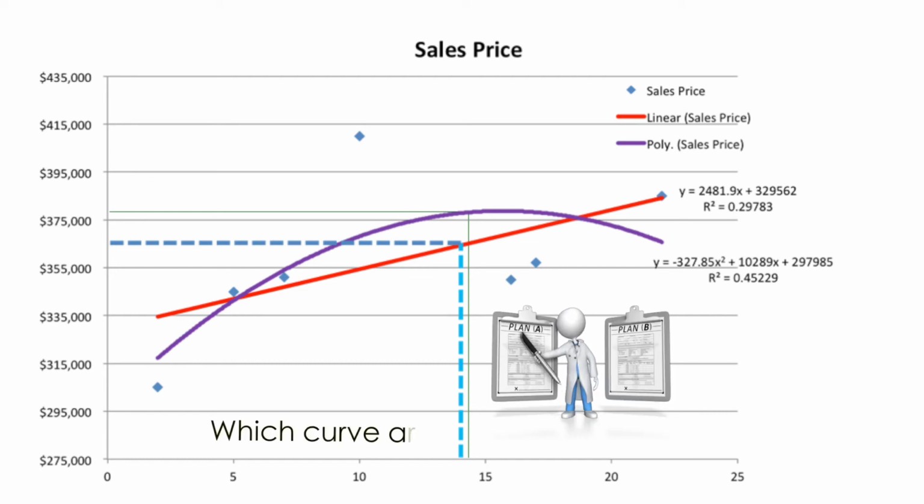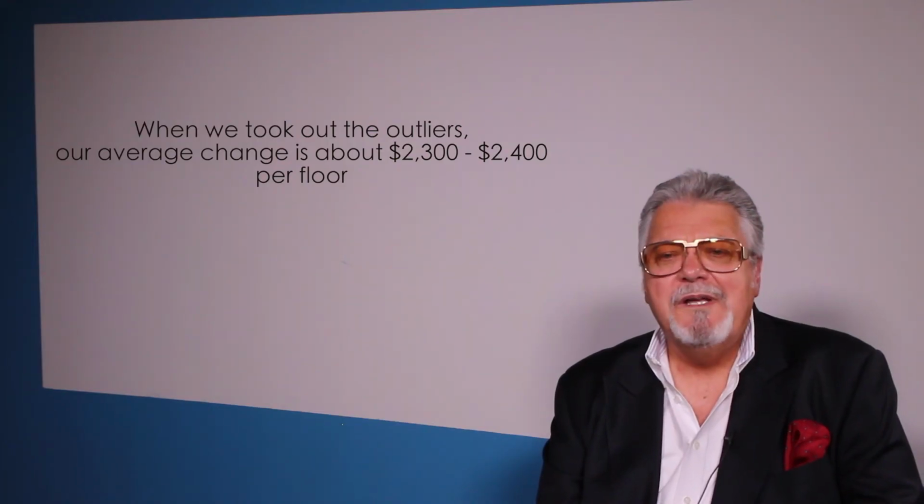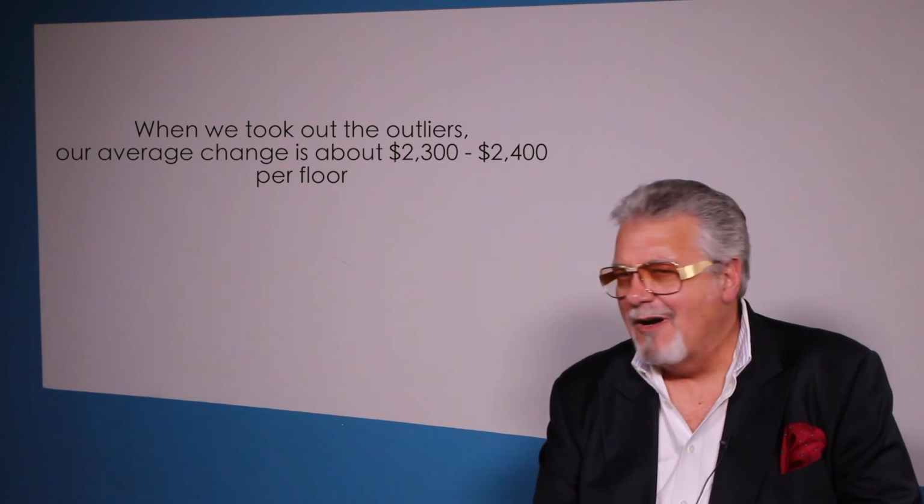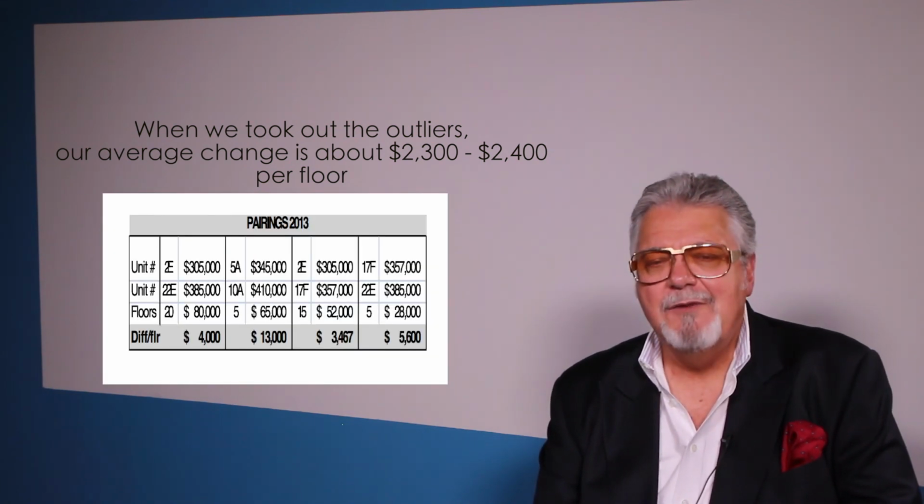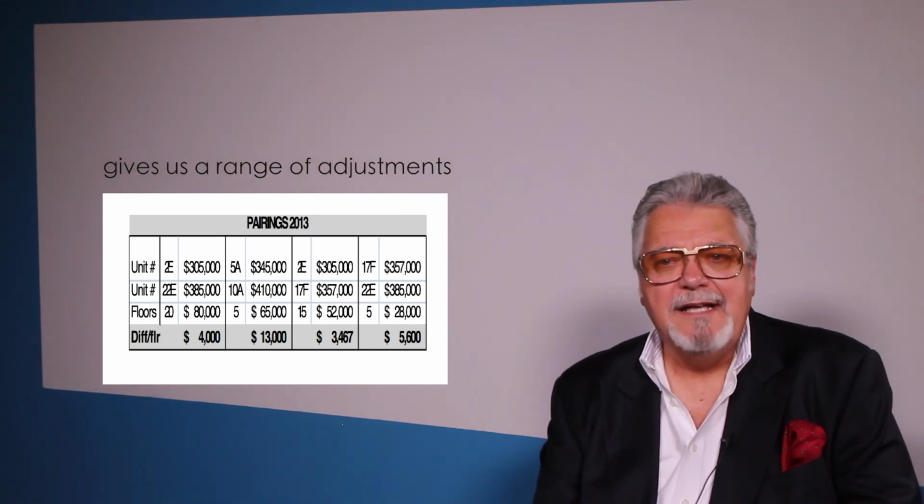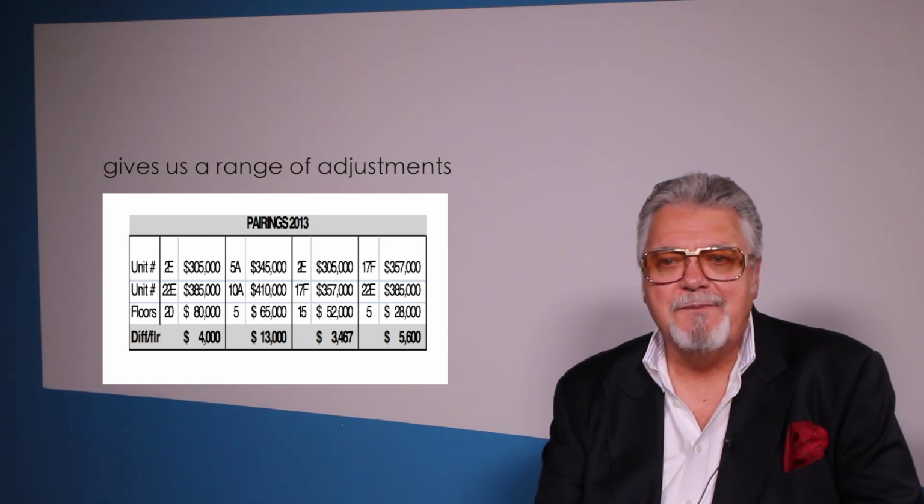Now, which of those curves will you use, the red one or the purple one? That's your choice. What that means to you as a boots on the ground appraiser is what you choose it to mean. When we took out the D units, we started looking at changes of about $2,300, $2,400 per floor, which, while a little bit less than what we got from the pairings, merely gives us a range of adjustments. It doesn't say the pairings are wrong, we just have a range.